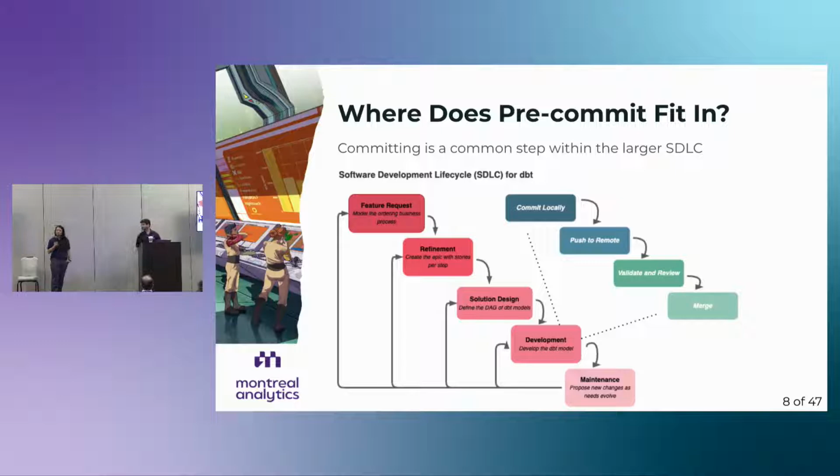So where does pre-commit fit in? We'll talk about the larger software development lifecycle just as a quick diagram here. On the left, we go from feature request to refinement to solution design, development, then maintenance. For pre-commit, and for a lot of us who do DBT development, we're at the development step. We commit locally, we push to remote, we validate and review, and we merge. So within those steps, we can introduce pre-commit.